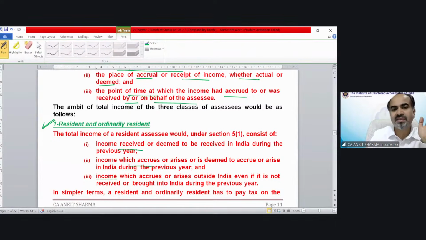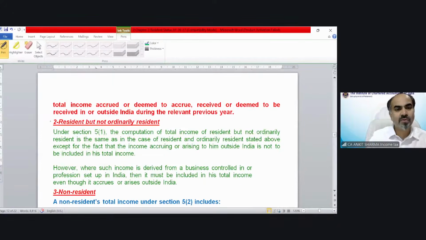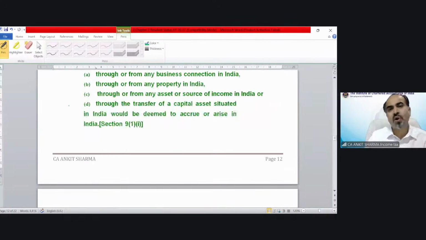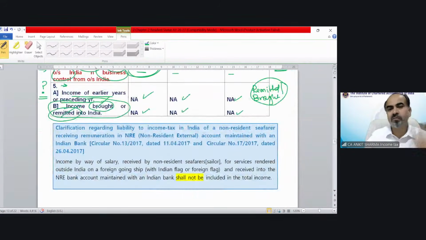Received in India, arise in India, whether received outside India, etc. For resident and not ordinary resident, what kind of income is taxable? Explained over here. And in case of non-resident, over here. And I have merged all these provisions into this format. So you will find out which kind of income is taxable for what kind of person. This is for your reading purpose, students. Theoretical part.